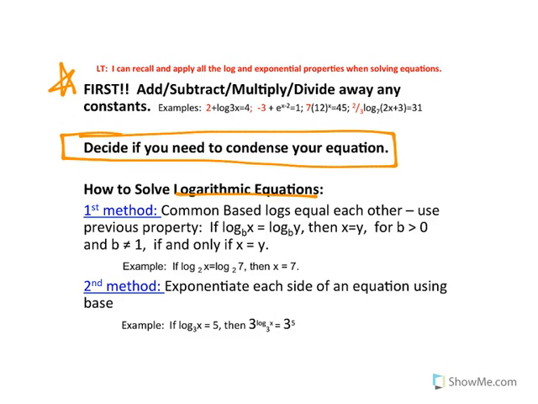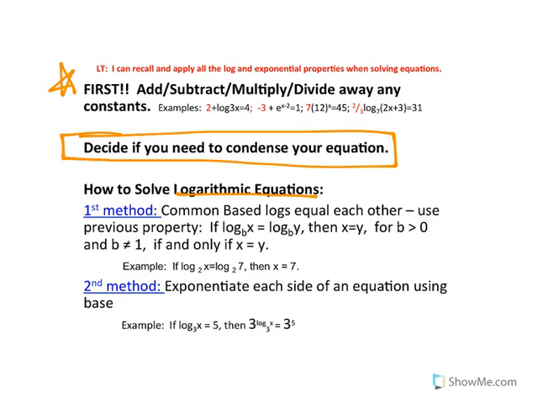Okay? So you need to decide if you can condense it down, because remember, the more you can condense down, the closer you are getting to access your variable. Okay? So definitely if you can condense it using those power, product, or quotient rules, do that. Then we move into our methods of solving logarithmic equations.